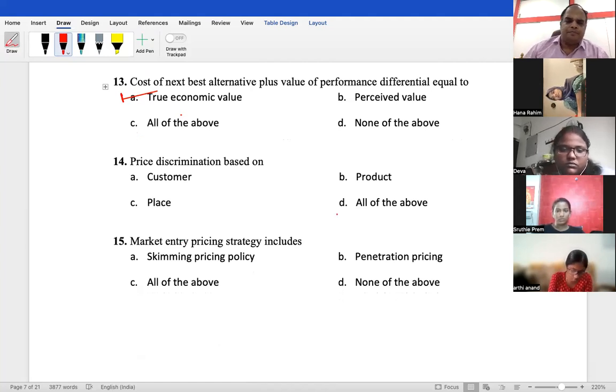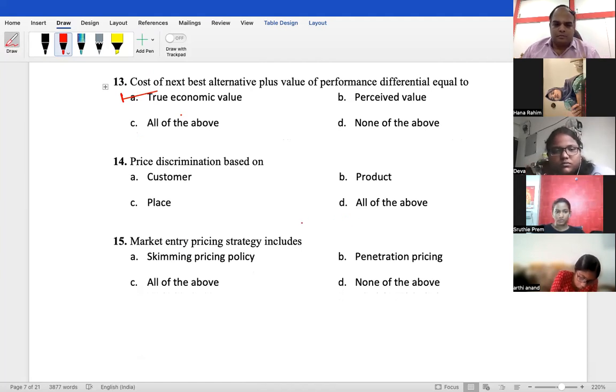Next. Price discrimination based on A. Customer, B. Product, C. Place, D. All of the above. D, all of the above. Price discriminations are there based on customer, product, place, and time. That's all of it. Market entry pricing strategy includes skimming pricing policy, penetration pricing, all of the above, none of the above. All of the above. So market entry has only two different prices: skimming and penetration. Thank you, Sudhi. You are correct.